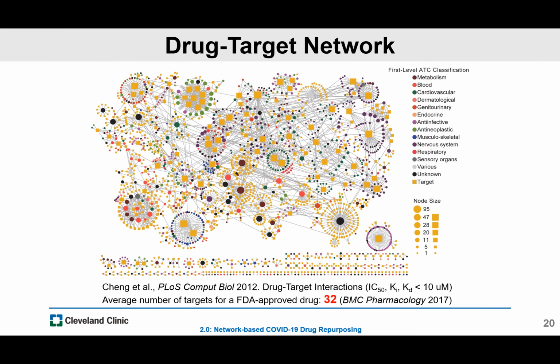For example, this is the drug targeting network I built during my PhD training. The square shows a human protein, and the circle shows an FDA-approved drug, grouped by different ATC code. For example, this is a cancer drug, and this is a cardiovascular drug. So what I really learned from this drug target network analysis is that FDA-approved drugs do not just target a single protein, they target multiple proteins in our human body or our human cell.